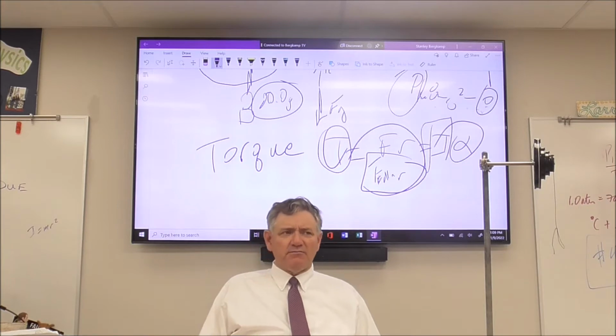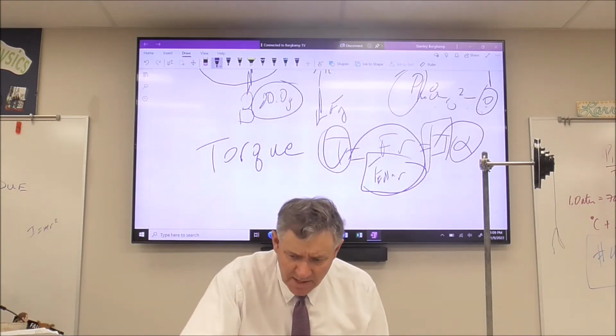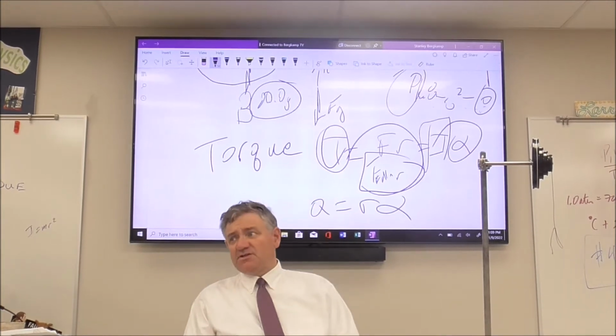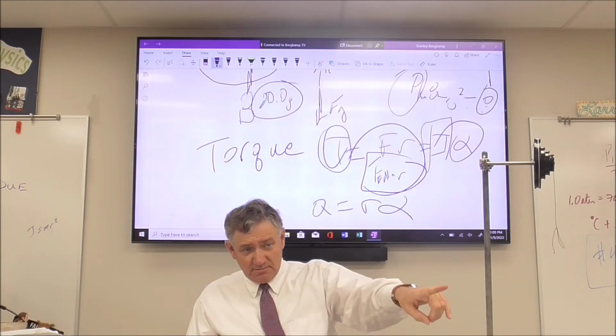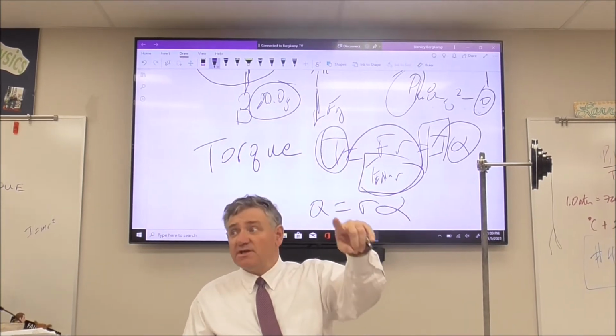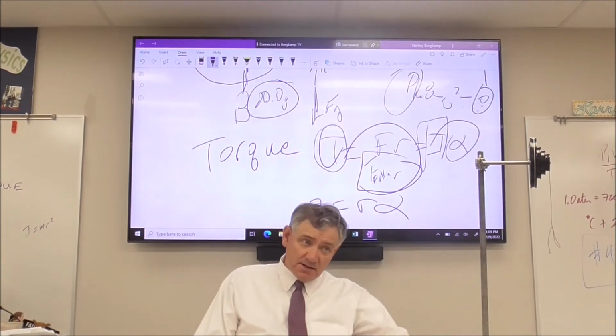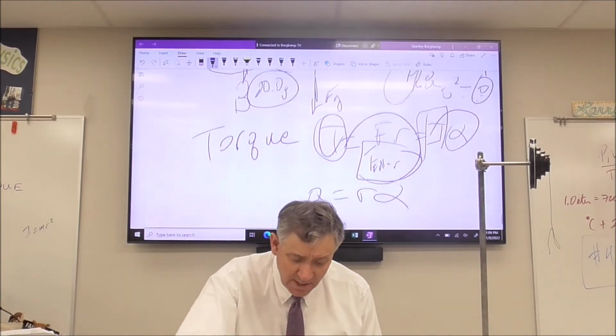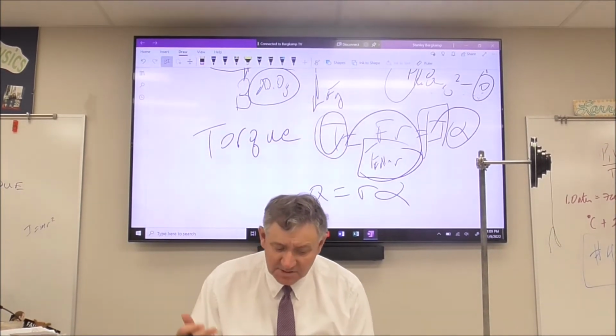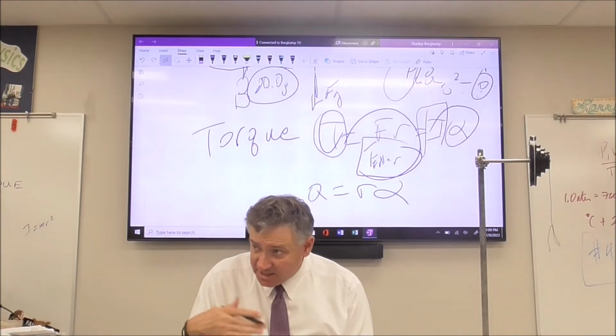We know that a equals r alpha. So if we know the linear acceleration and we know the radius, we can calculate alpha. So you took a over r and divided by alpha. Now, that's going to change a lot.